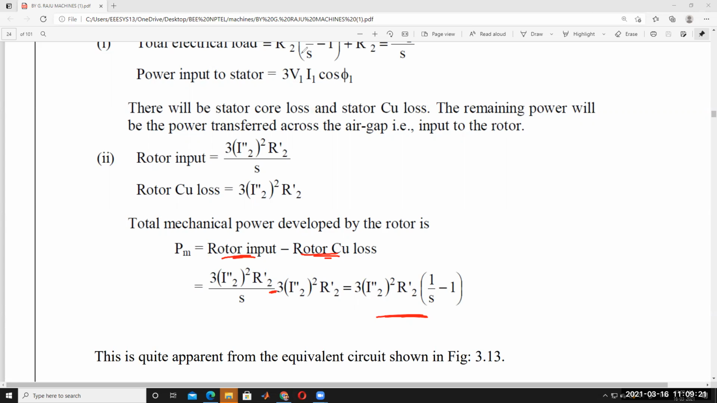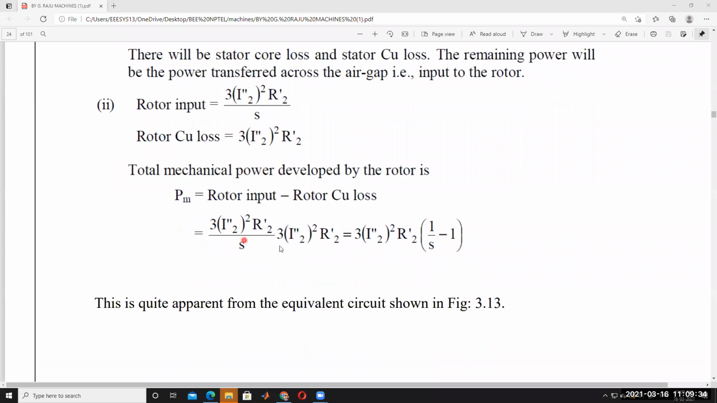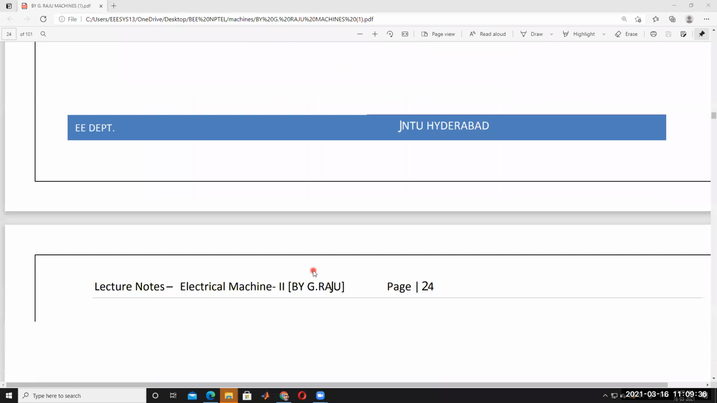So like this. It's clear. This is called the total mechanical power developed by the rotor, which is nothing but rotor input minus rotor copper loss. That is 3 I2 squared into R2 dash into (1 by S minus 1). So these derivations are there in the induction motor.